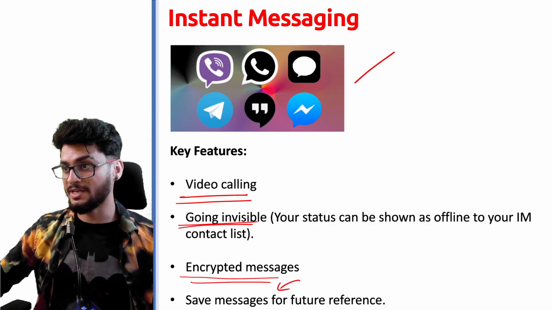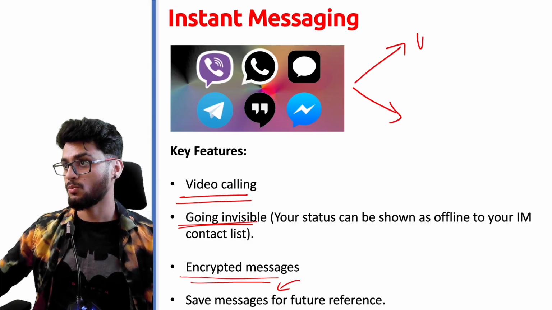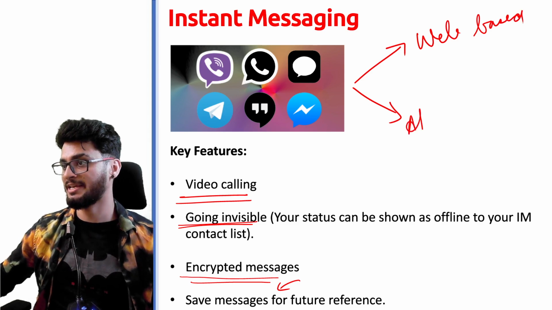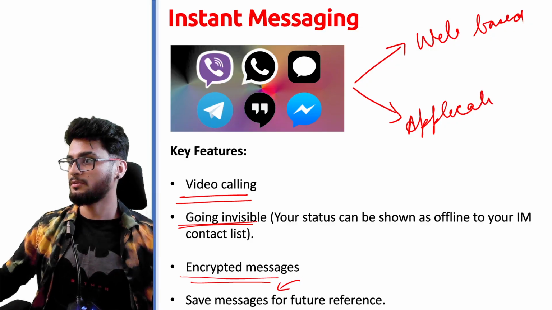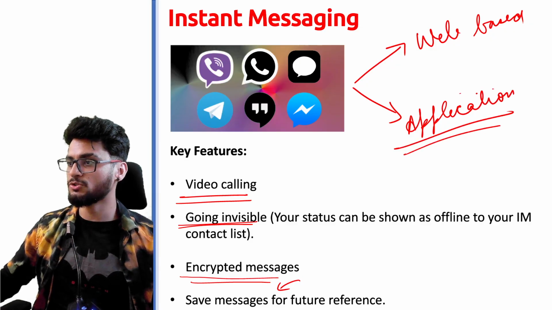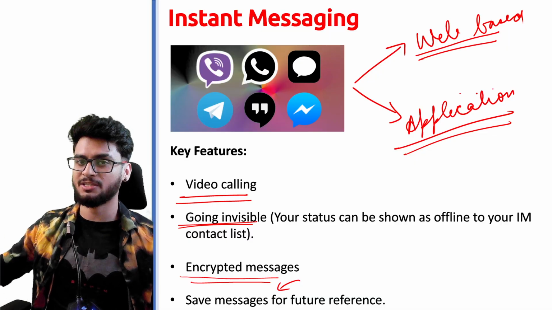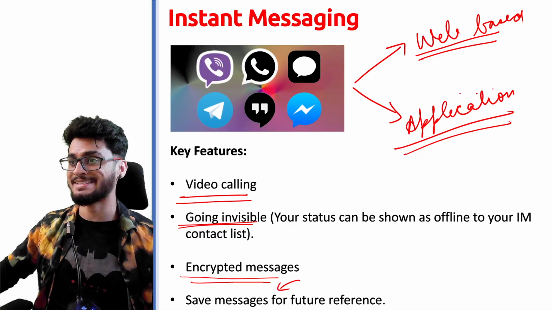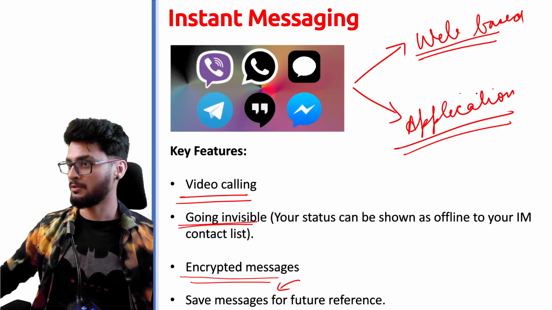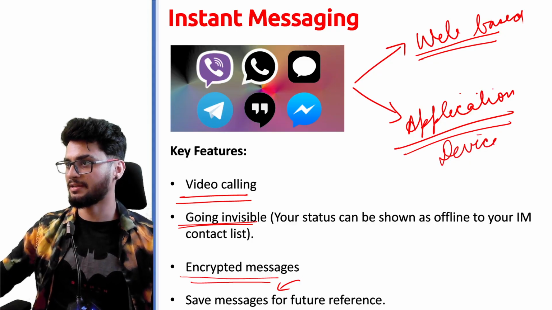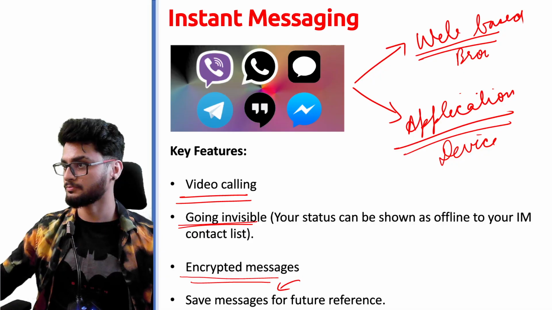Now there are two types. One is web based and one is application based. The only difference is कि आप application को अपने device पे download करते हो, whereas web based में आप browser पे जाते हो, maybe Chrome, and then you can use the instant messaging software. दोनों के लिए internet लगता है, but one is on your device and one can be accessed from browsers.